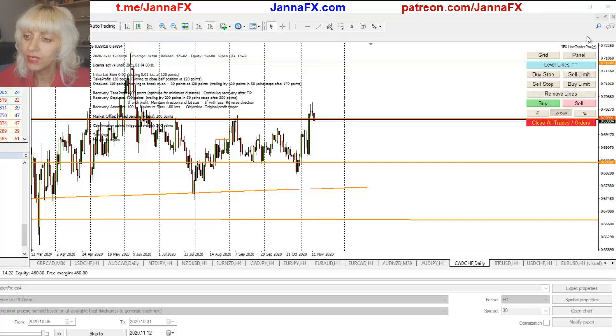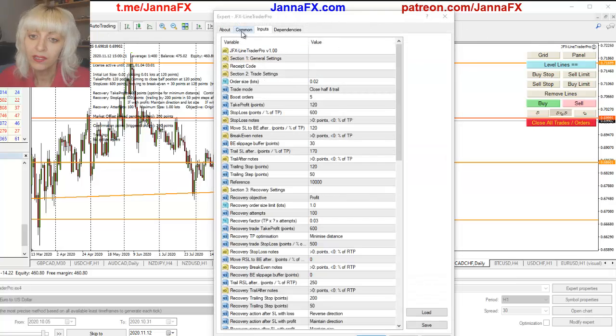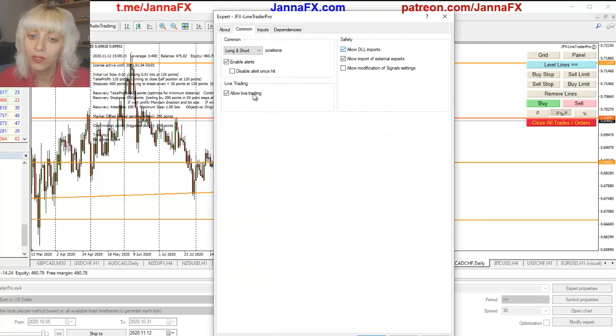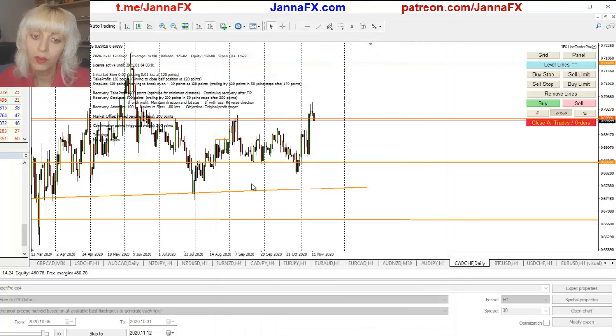So you will see a panel looking like this. Make sure that you have a smiley face. If not, you really need to check if you have auto trading switched on, and also in the EA's own settings, in Common, allow DLL imports and also allow live trading. If you have it all done, and of course you have an active license, it should be all perfect.